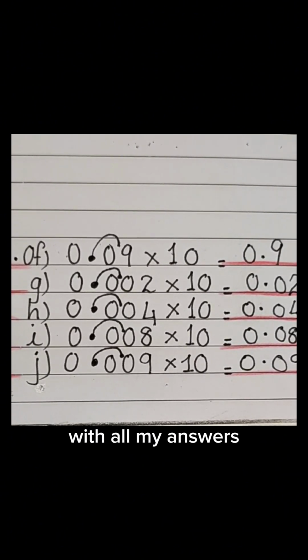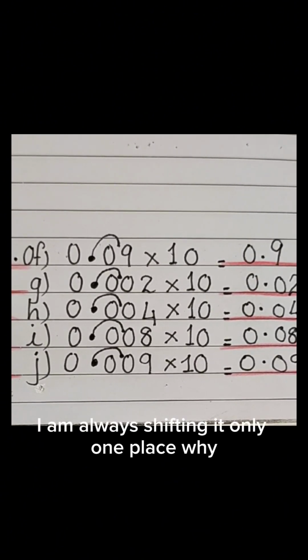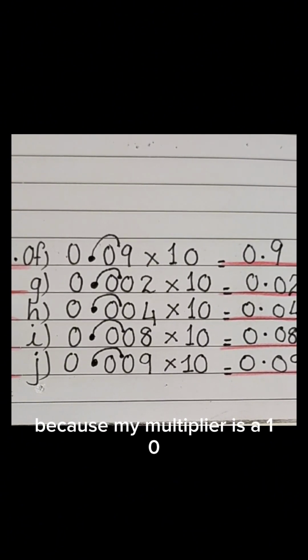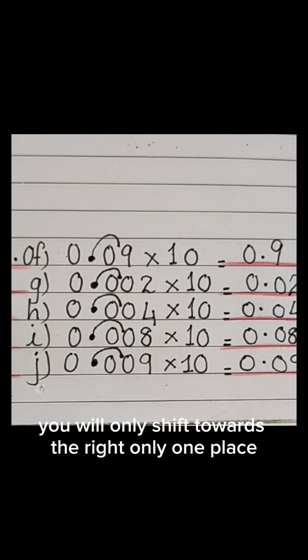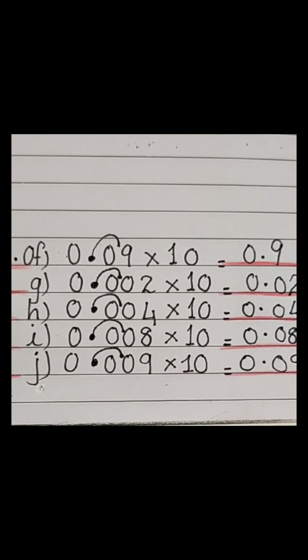Children, I ask you a question here. With all my answers, I am always shifting only one place. Why? Because my multiplier is a 10. And when you have a single zero, you will only shift towards the right, only one place. Let's learn how to shift two places in the second exercise.